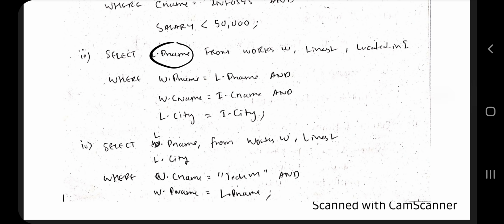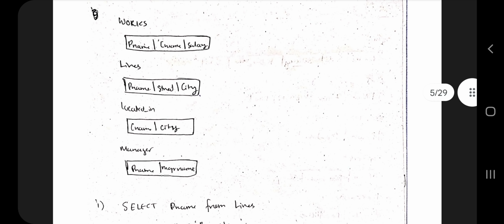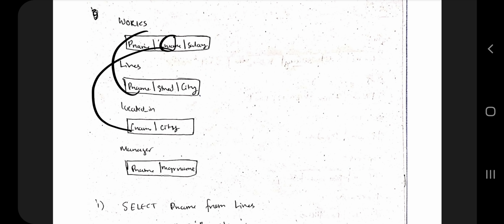So we have written l dot p name from works w, lives l and located in I, where w dot p name is equal to l dot p name to connect w and l. To connect w and l, these two. After that, what you will connect, this and this. Why are we considering located in? Because we need the city.